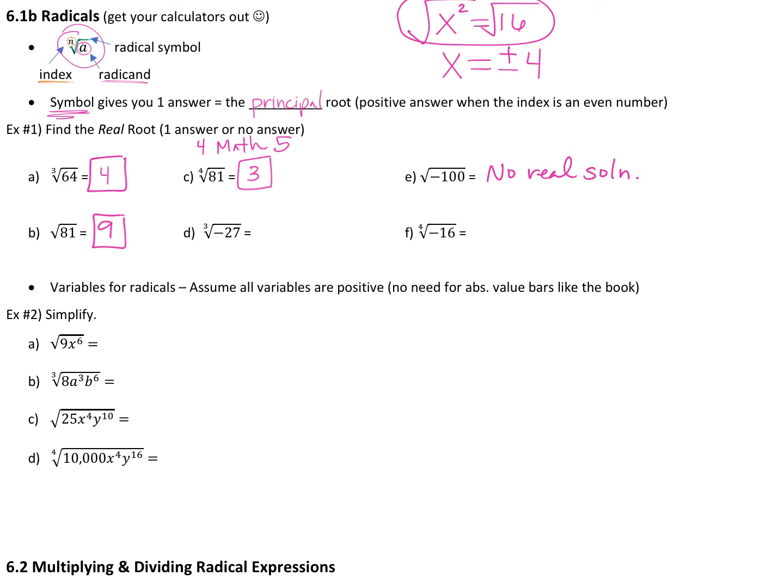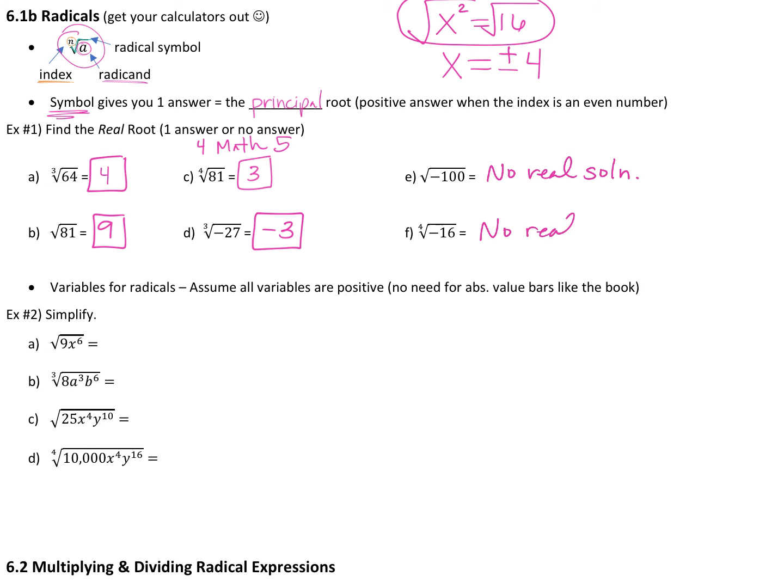Did you get an error that time? No, because it's a cube root, okay? Negative 3 times negative 3 times negative 3 will get you a negative number. So that's okay. Cube roots can have a negative underneath like that. Your answer is negative 3. Okay, letter F, the 4th root of negative 16. What do you get? No real solution.